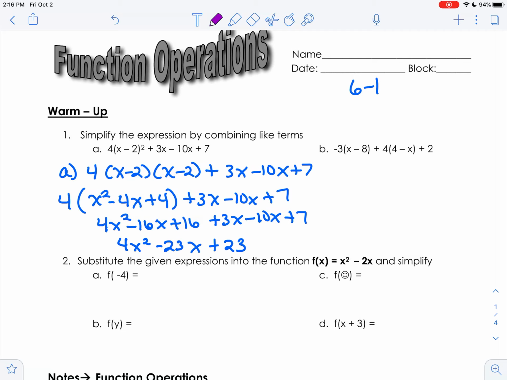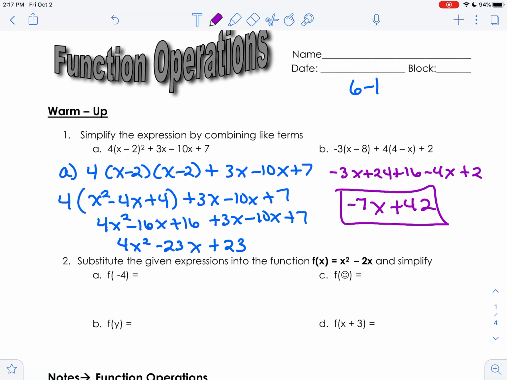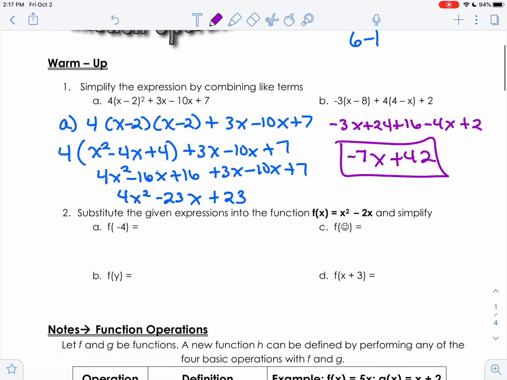Okay, in part B, it's not quite as much work. A little distributive, and then we'll combine. So we get negative 3x plus 24. Then we get plus 16 minus 4x, and then we have a plus 2. And now we can combine everything. So our x's are negative 7x. And for our constant, we have 24 plus 16, which is 40, plus 2, 42. Okay, and there's our final answer.